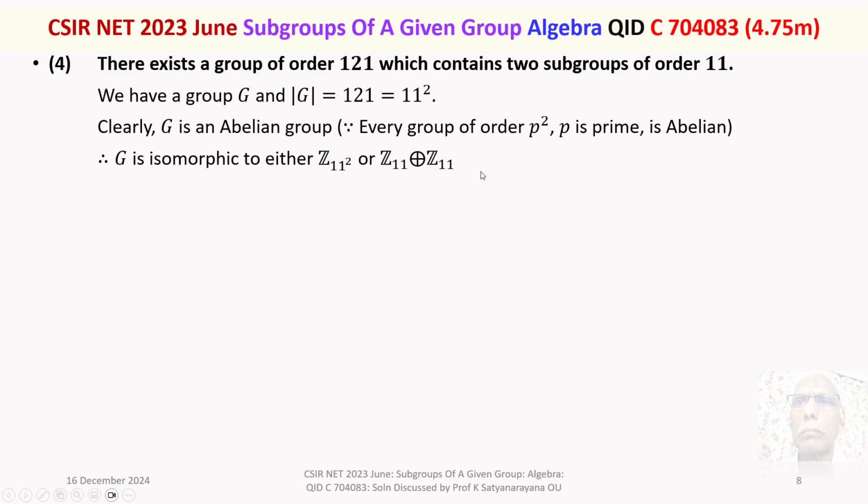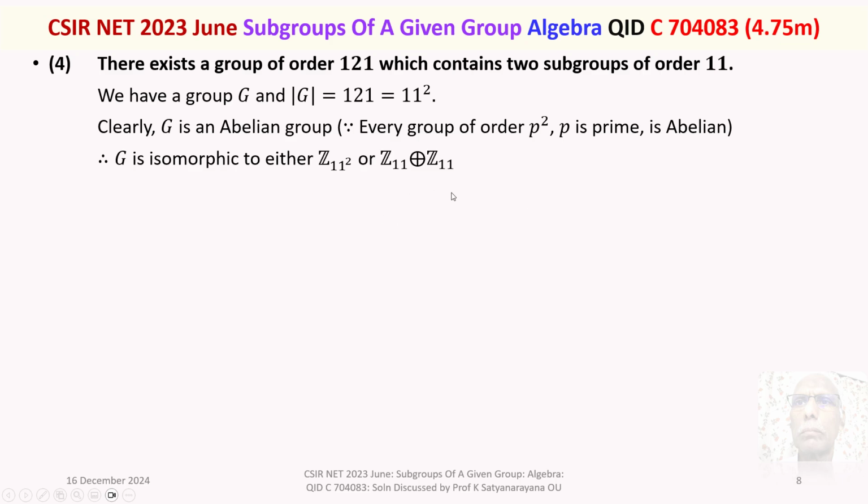Why these only two? For 2, we have to look for its partitions. This I think I have already told you in the last lecture. For 2, the partitions are 2 plus 0. Corresponding to that, you get Z11 squared. 2 is 1 plus 1. Corresponding to that, Z11 ⊕ Z11. These are the only two partitions. Therefore, G is isomorphic to either Z11 squared or Z11 ⊕ Z11.